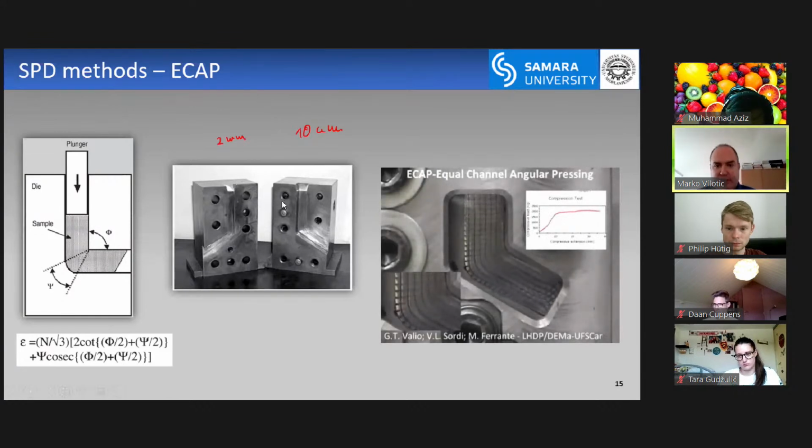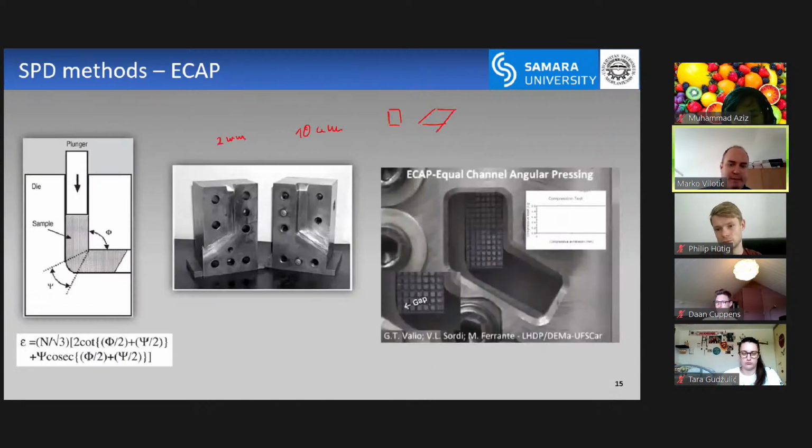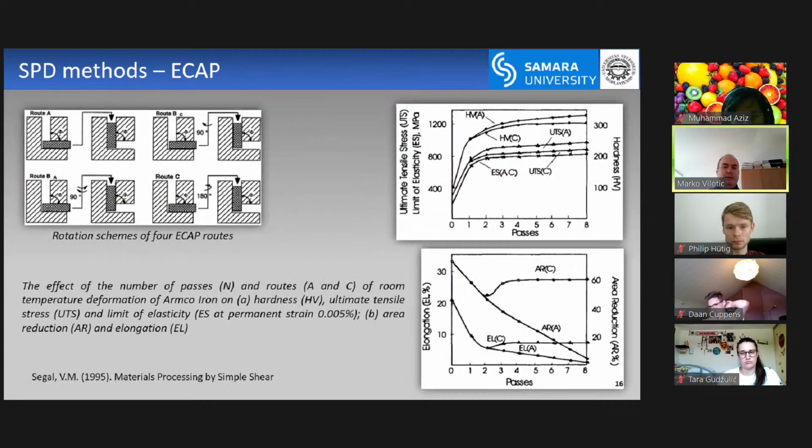So that's the thing about this method. I'm not sure about the resolution, but you can notice that the squares actually turned into rhombuses, something like this. Now, I was talking about how you can do multiple passes, and it depends. Once the sample goes out, it depends if you rotate it 90 degrees or 180 degrees, or in one direction or in another direction. By doing that, you can influence the material properties.